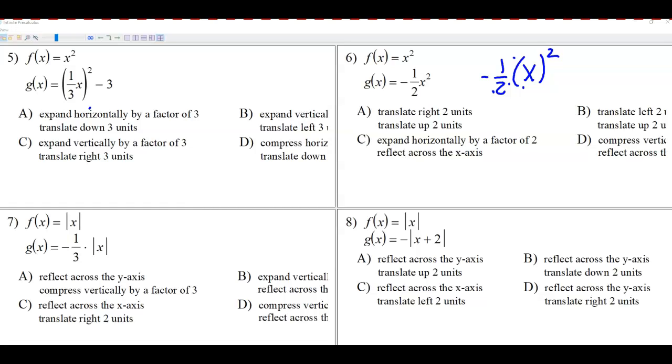And what about the H? It says plus 2. Negative one, there we go. So we'd have a reflection across the x-axis and a translation, because it is outside of the X, or X minus. It has to be.